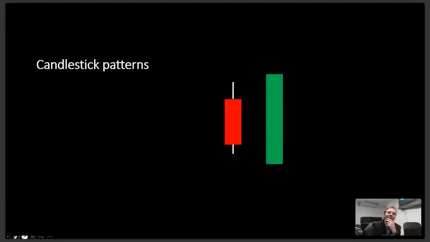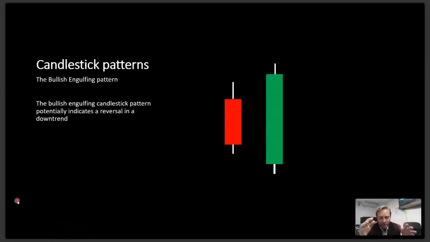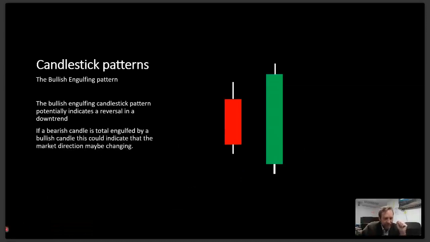Here's another pattern. This one is called the bullish engulfing pattern. Now, the bullish engulfing candlestick pattern, again, potentially indicates a reversal in a downtrend. This is how the pattern works: if a bearish candle is totally engulfed by a bullish candle afterwards, at the end of a downtrend, it can potentially indicate that the market direction may be changing. What I mean by engulfing is that the body is totally engulfed by the next bullish candle. So you have a downtrend, and then the last bearish candle is engulfed by a bullish candle, which indicates the market is changing direction.